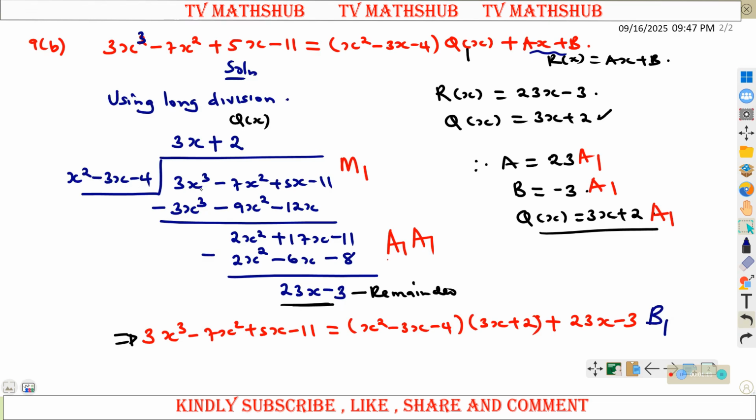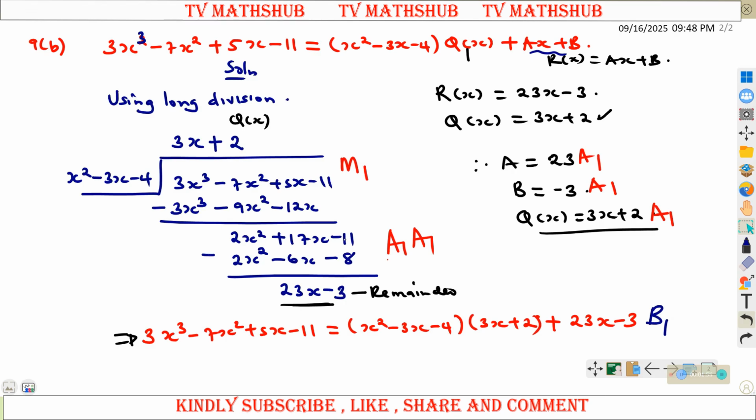Your interest will be to create 3x cubed here for the first time, and you have x squared. So you need a number that you multiply by x squared to give you 3x cubed, and that number is 3x. So you put here 3x; multiplied by x squared, you get 3x cubed; 3x multiplied here, you get -9x squared; 3x multiplied by -4, you get -12x. So subtract, and this will give you 0. -7 minus -9 will give you +2, that is 2x squared. Then 5x minus -12x will give you 17x.